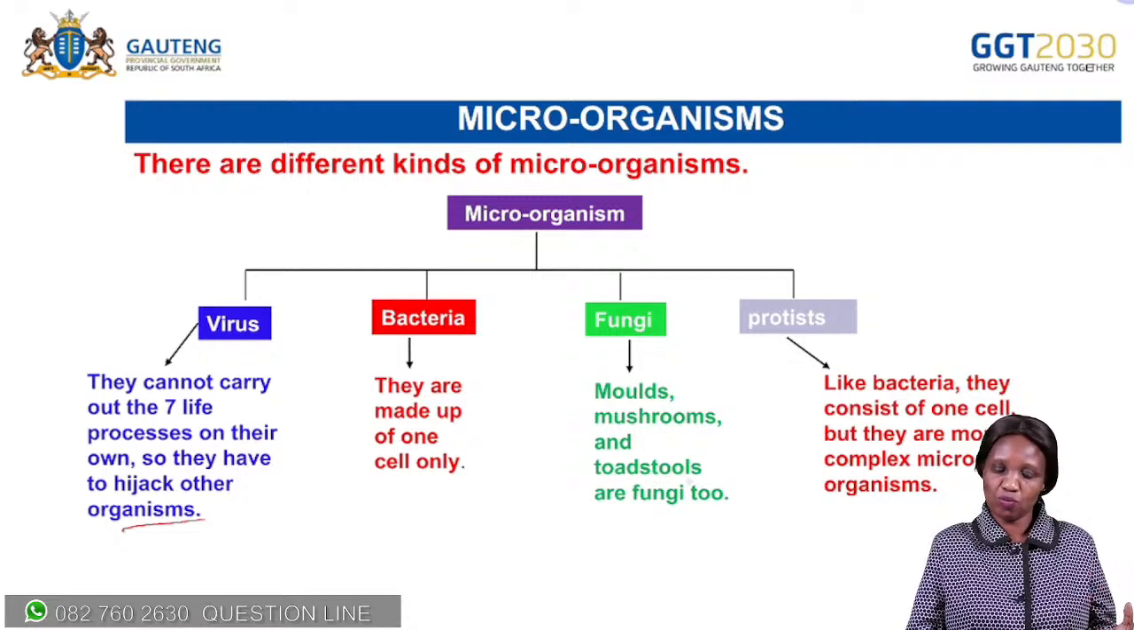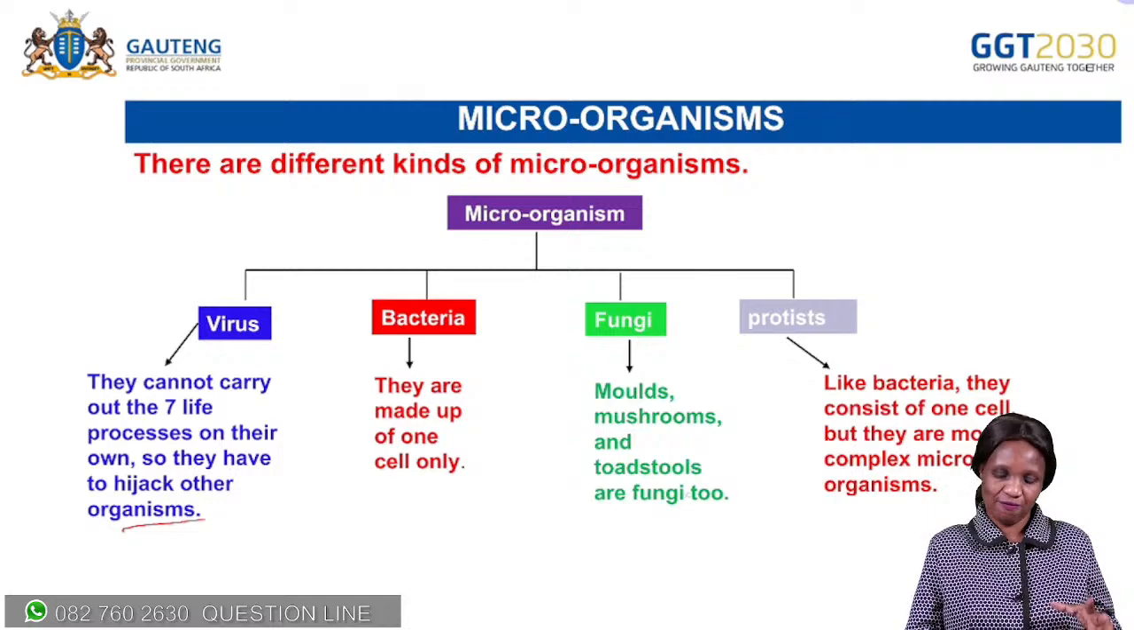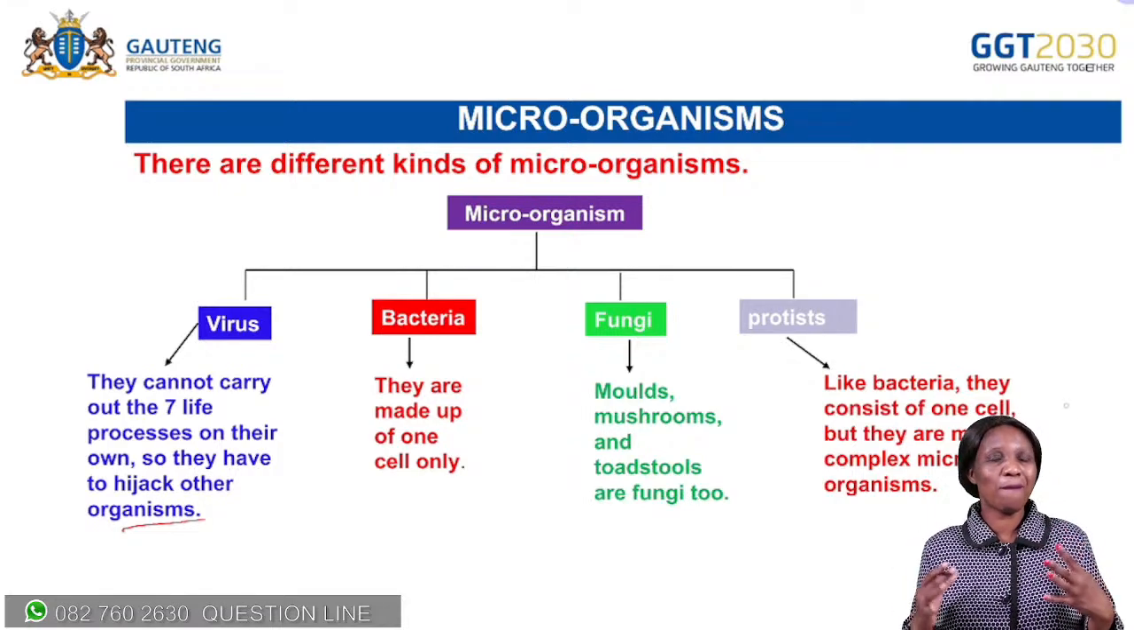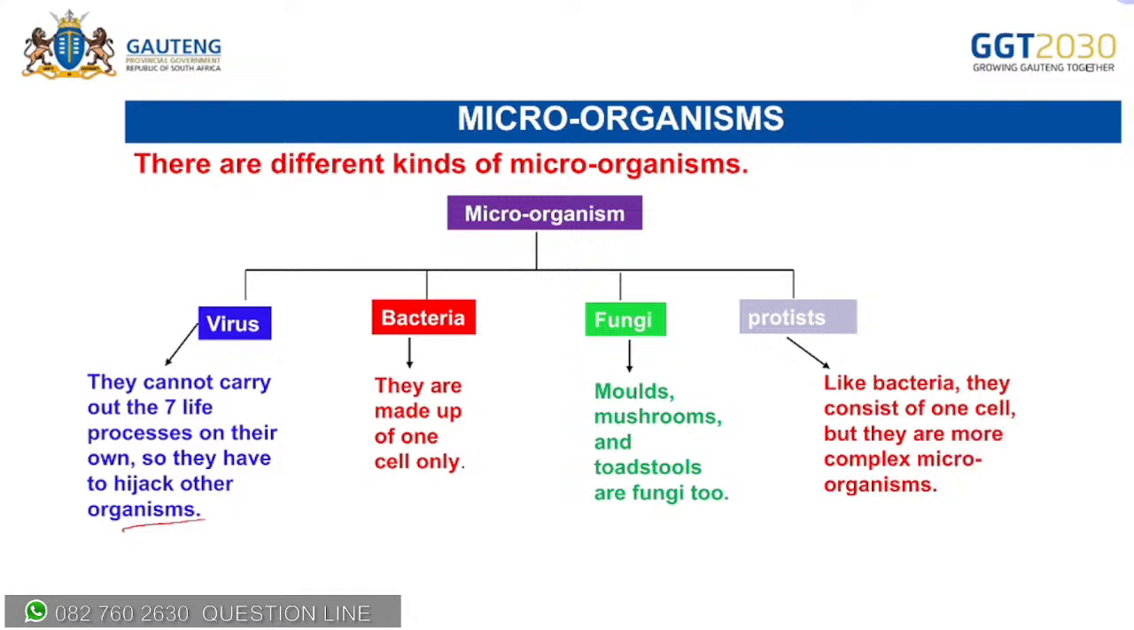Under fungi, we've got molds, mushrooms and toadstools. These are fungi. And then protists. These are complex microorganisms, and they consist of only one cell. All right.